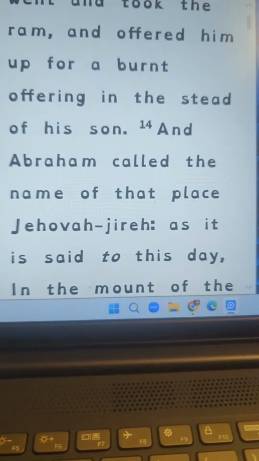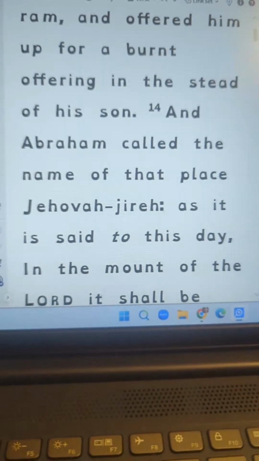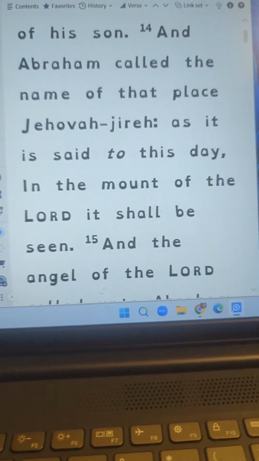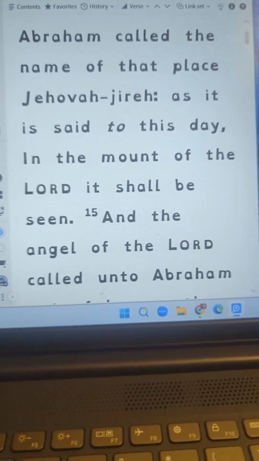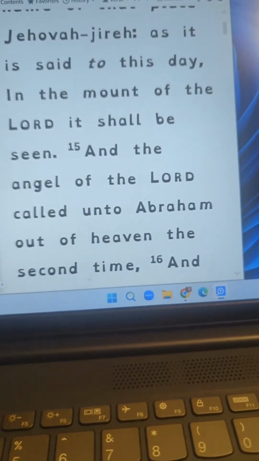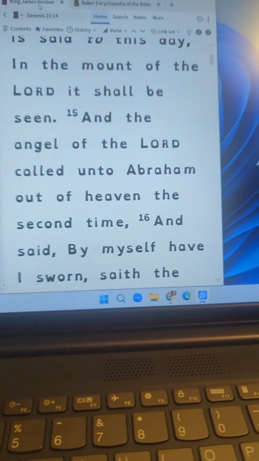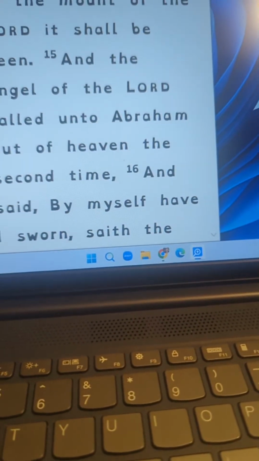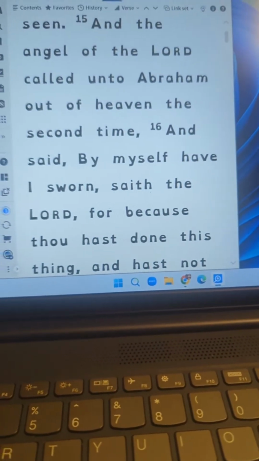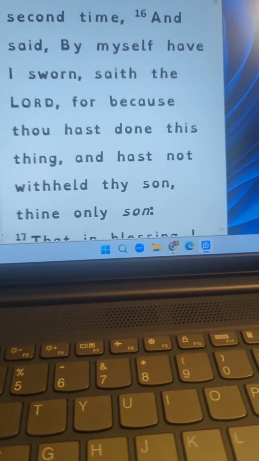as it is said to this day, in the mount of the Lord it shall be seen. And the angel of the Lord called unto Abraham out of heaven the second time, and said, By myself have I sworn, saith the Lord, because thou hast done this thing, and hast not withheld thy son, thine only son.